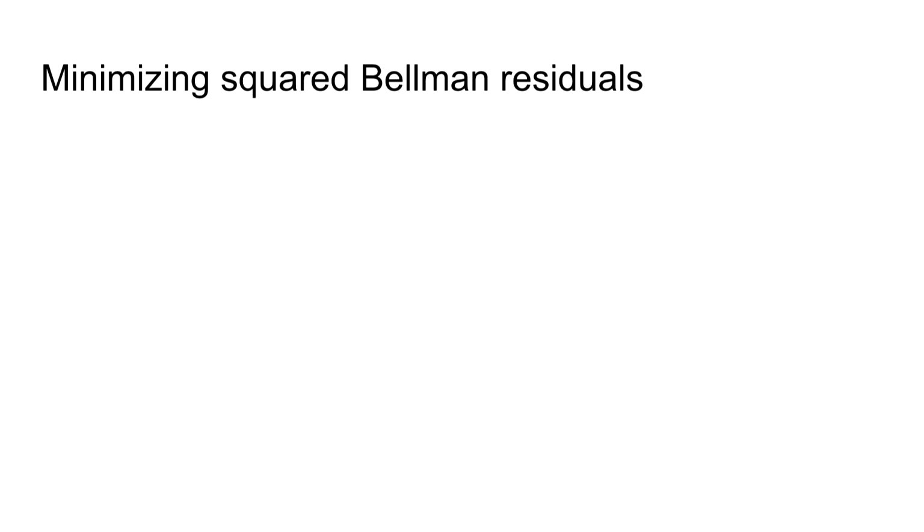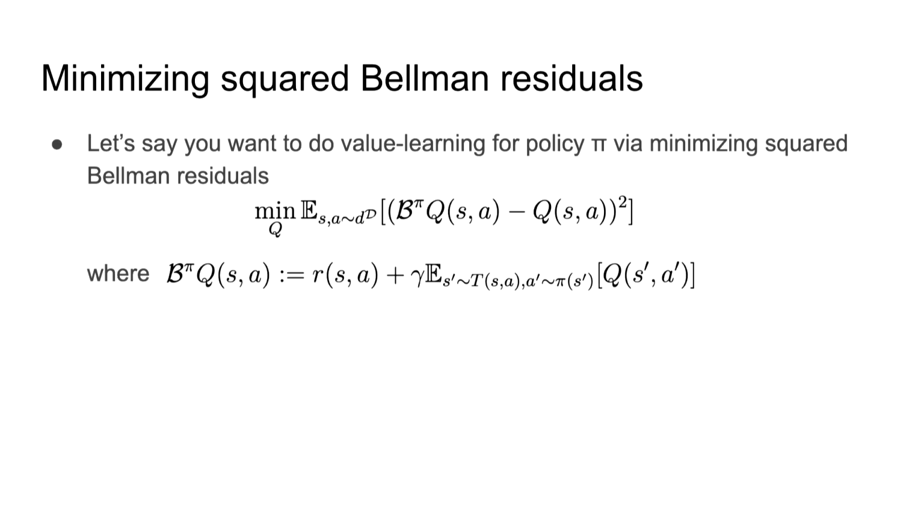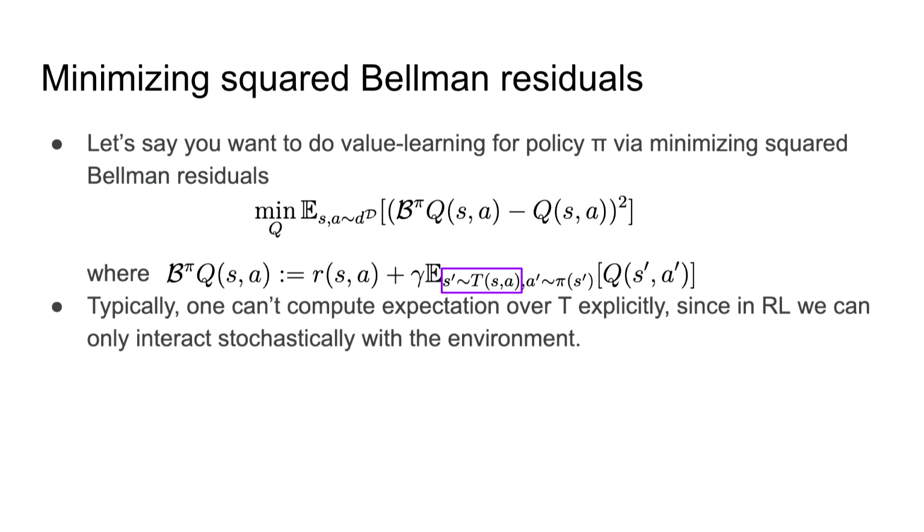The first one is minimizing the squared Bellman residual. This is pretty common: you want to do value learning for a policy pi to estimate its Q values. So what you want to do is just minimize the expected Bellman error given here. If you have some Q function, minimize the difference between Q and the Bellman backup of Q, which is the expected reward plus expected next Q value. But the issue here is that you can't actually compute this expectation, because in reinforcement learning, you don't have access to T, you only have access to transitions. So you really only have access to a single next state for each state and action you have.